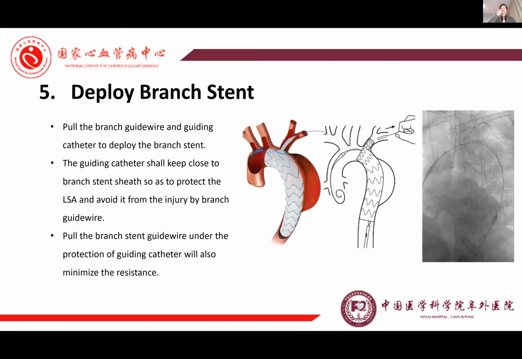So this picture will show you how to release the branch stent graft. You can put the branch gate valve and guiding Castor to deploy the branch stent graft. Then the guiding Castor should keep close to the branch stent graft shaft so as to protect the LSA and avoid injury by the branch gate valve. Then pull the branch stent graft valve under the protection of the guiding Castor, which also minimizes the resistance. So that's very important.